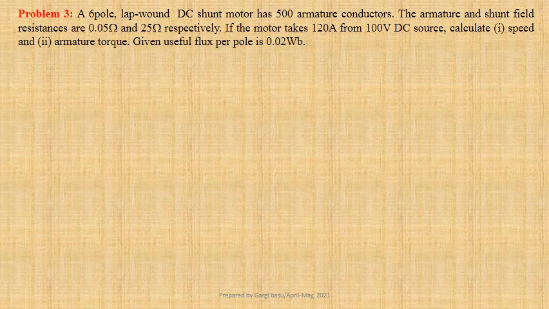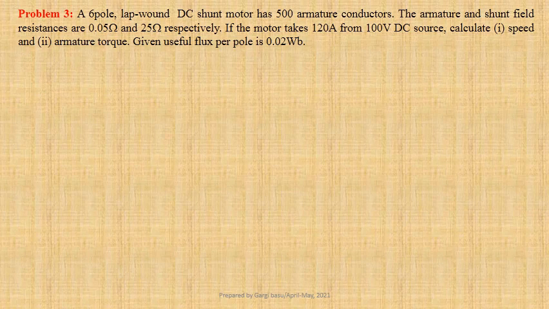A 6-pole lap-wound DC shunt motor has 500 armature conductors. The armature and shunt field resistances are 0.05 ohm and 25 ohm respectively. If the motor takes 120 ampere from a 100 volt DC source, we have to calculate the speed and armature torque of this motor. Given useful flux per pole is 0.02 Weber.